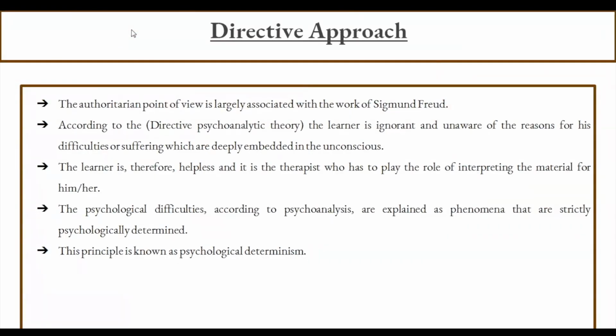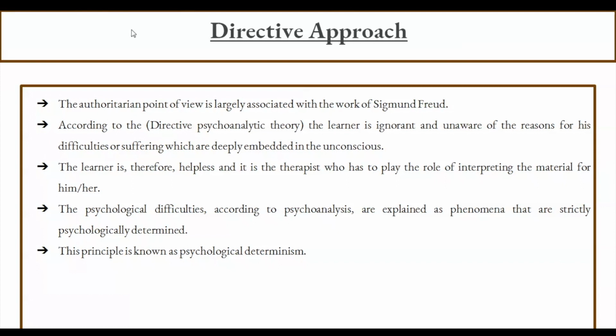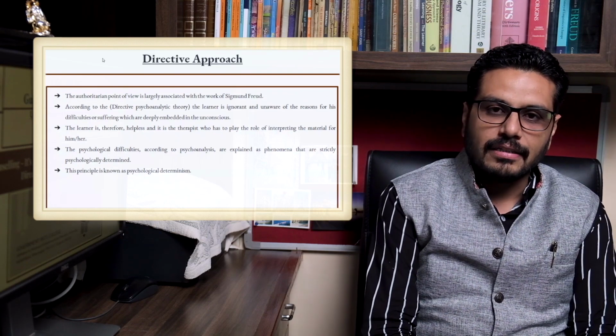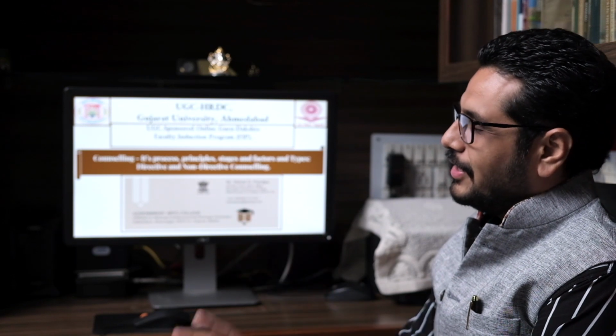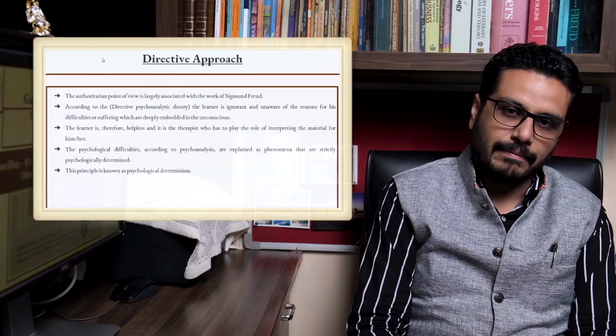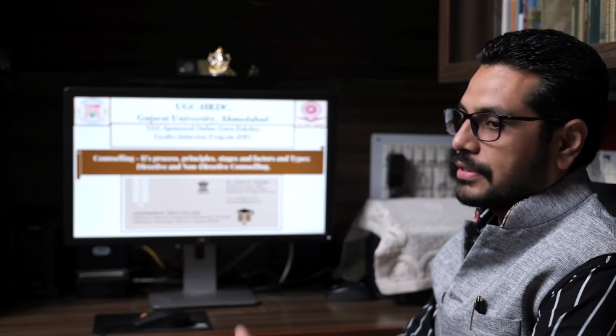Now, what do you do in directive approach? The first thing is that the authoritarian point of view is largely associated with the work of Sigmund Freud. This is the Freudian way of looking at things. Okay, so according to this theory, the learner is ignorant and unaware of the reasons for his difficulties or sufferings. That person is suffering, but that person doesn't know what is the problem. A strange situation. You are suffering, but you don't know why you are suffering. So that is when you direct. Remember this push approach? You direct that person.